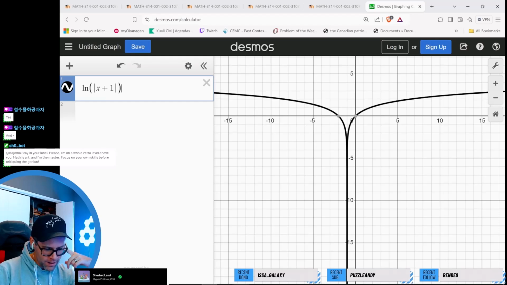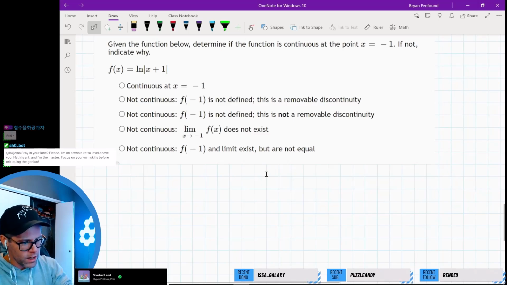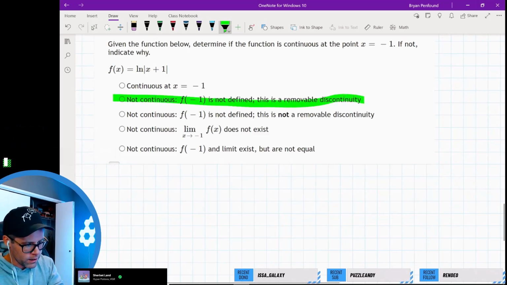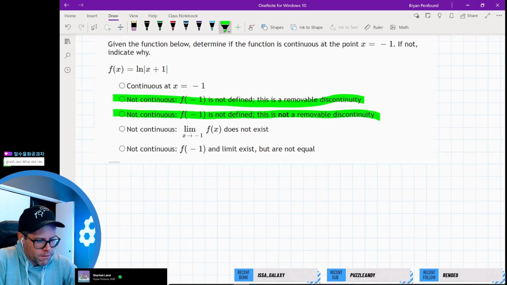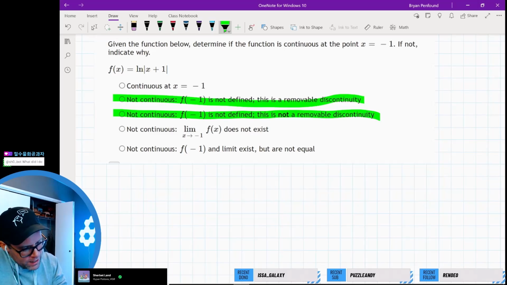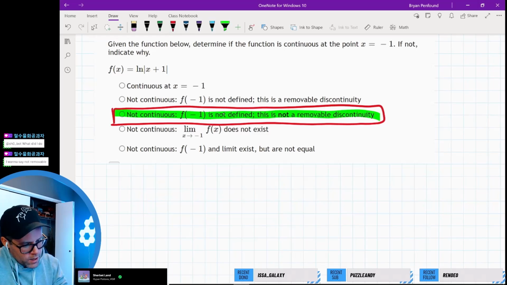Yeah, so this is not defined at -1, so I think we're going to run into a similar problem here. It's not continuous there because f at -1 is not defined, so it's got to be one of these two. Which one do we think it is? This is a removable discontinuity, or this is not a removable discontinuity. I feel like I'm going to go with this one. I don't think when we have a weird asymptote like that, it's a removable discontinuity, but I could be wrong.